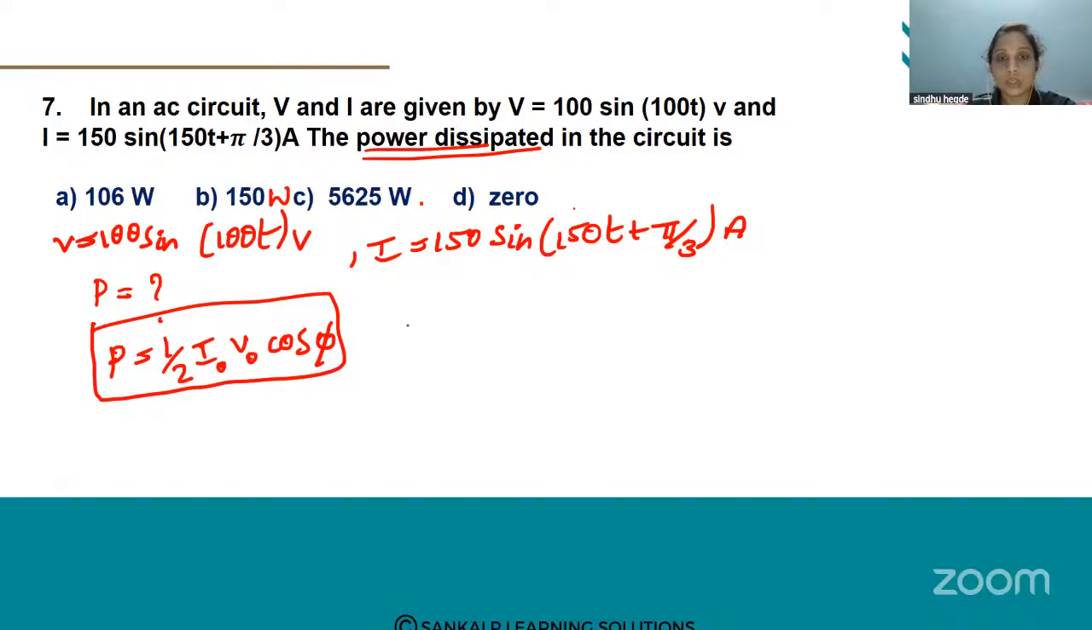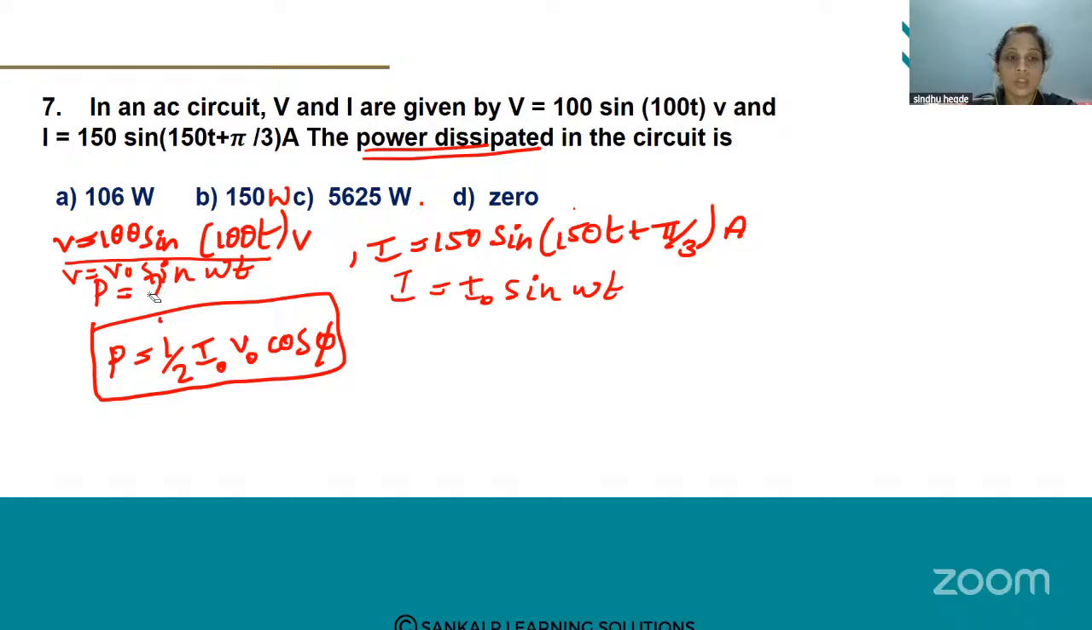Have they given I naught and V naught, or the phi value? Here they do not give it directly, but indirectly they give all the values. Directly no value is given, but indirectly they have mentioned all the values here. See, here this is like I is equal to I naught sin omega t form. Okay, and again here this is also V is equal to V naught sin omega t form.